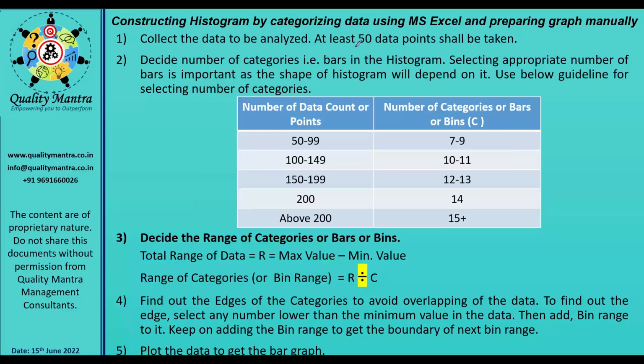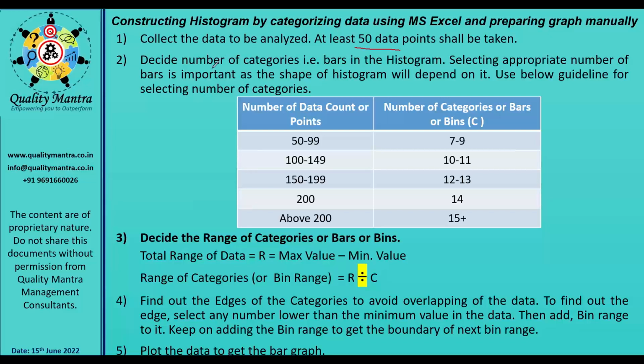The thing is that at least 50 points need to be there for analysis, for preparing the histogram. It is not a live tool, it is a postmortem kind of a tool basically. Not like a control chart. Control charts are the live tool. Histogram is a postmortem tool. You will analyze the data after you collect it. You have to collect it and then you need to analyze. So at least 50 points you have to take.